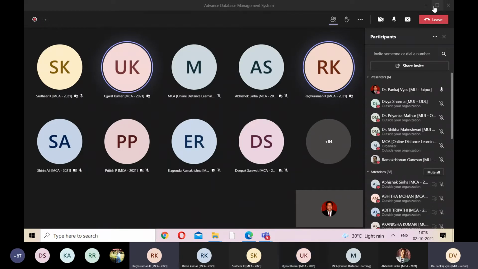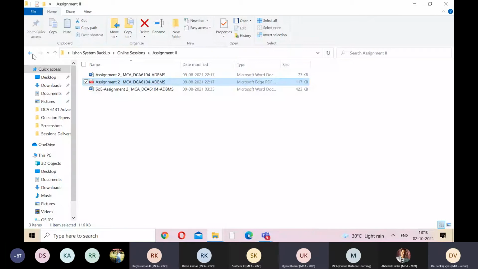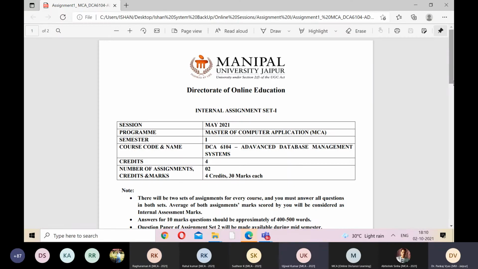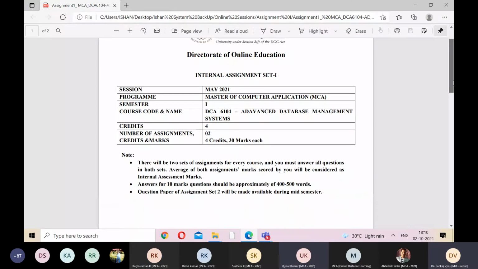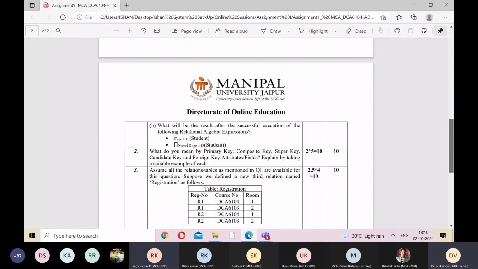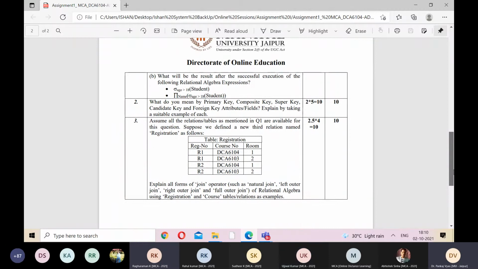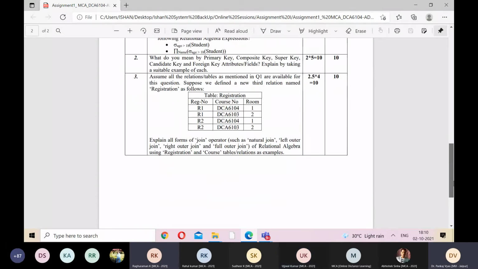Now, if you look at the assignment number 1 questions, if you remember, find the Cartesian product. Now you see here, what will be the result after the execution of these statements? Similar type of questions we will try to give you in your exam.